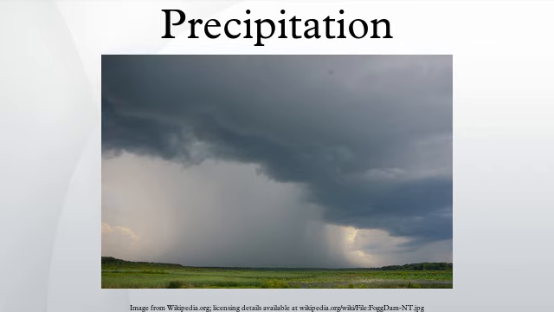Liquid forms of precipitation include rain and drizzle. Rain or drizzle that freezes on contact within a sub-freezing air mass is called freezing rain, or freezing drizzle. Frozen forms of precipitation include snow, ice needles, ice pellets, hail, and graupel.